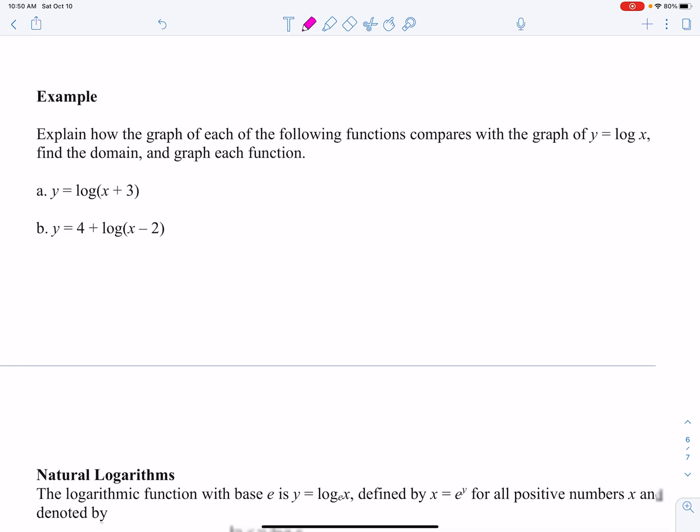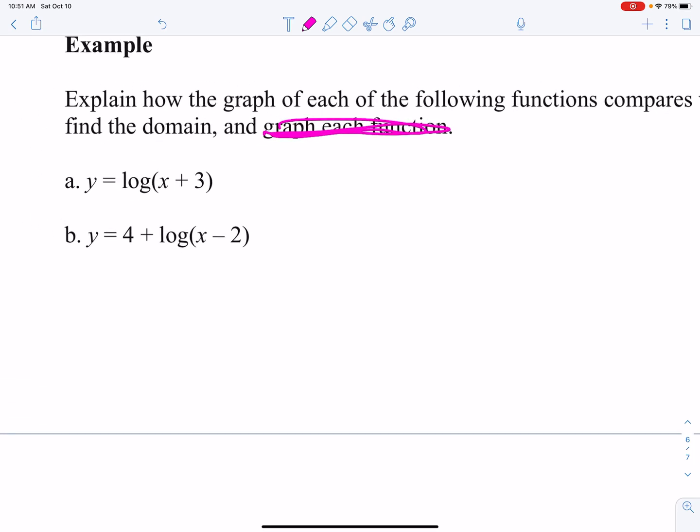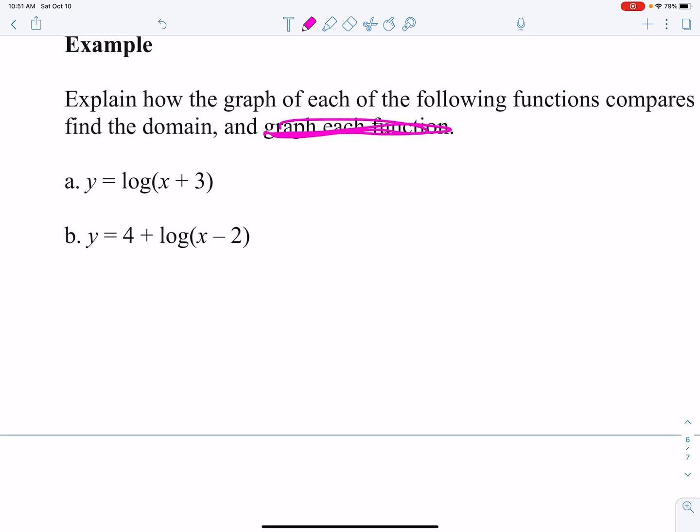All right, so next example here, explain how the graph of each of the following functions compares with the graph of y equals log x. Find the domain and graph each function. Okay, so we're not going to graph these. We're going to skip that. I would cover that if we were in class, but it's a little more difficult to do that here. So let's look at these.